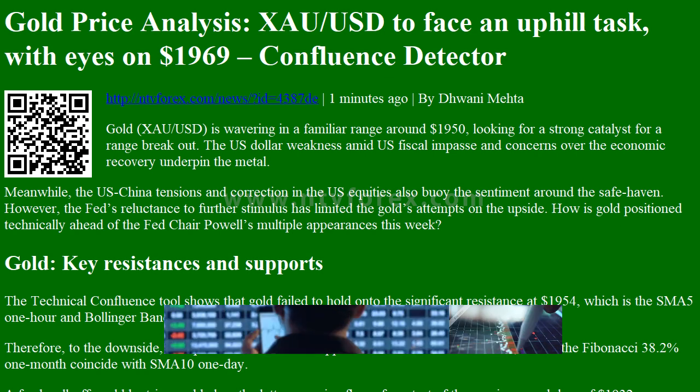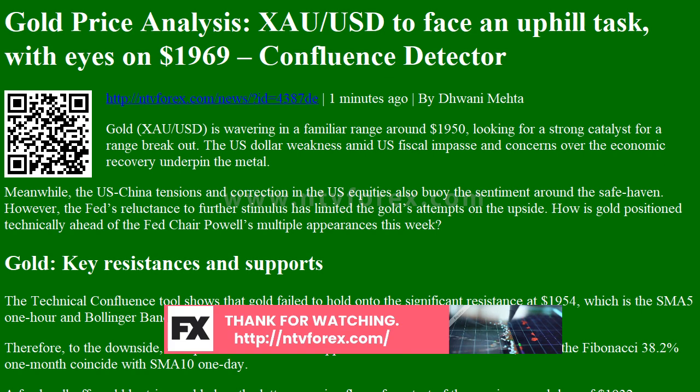The U.S. dollar weakness amid U.S. fiscal impasse and concerns over the economic recovery underpin the metal. Meanwhile, the U.S.-China tensions and correction in the U.S. equities also buoy the sentiment around the safe haven. However, the Fed's reluctance to further stimulus has limited the gold's attempts on the upside.